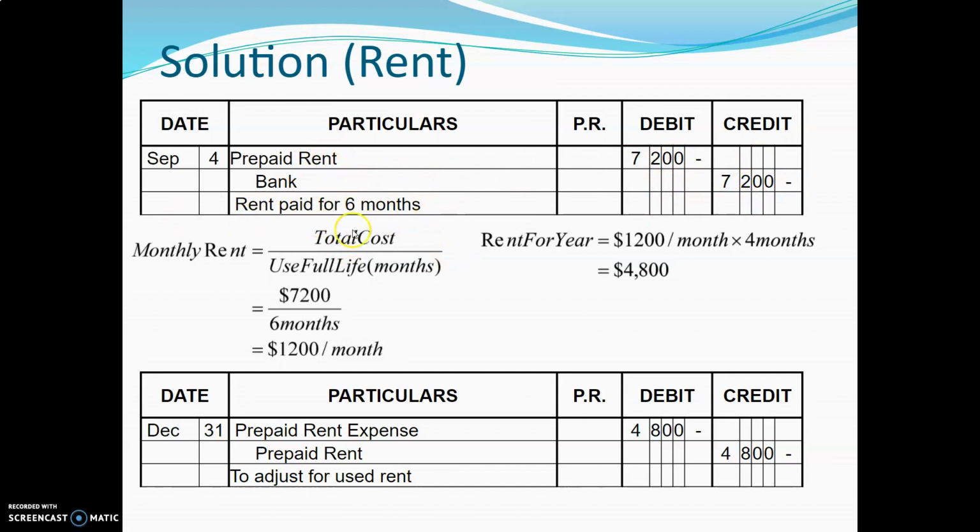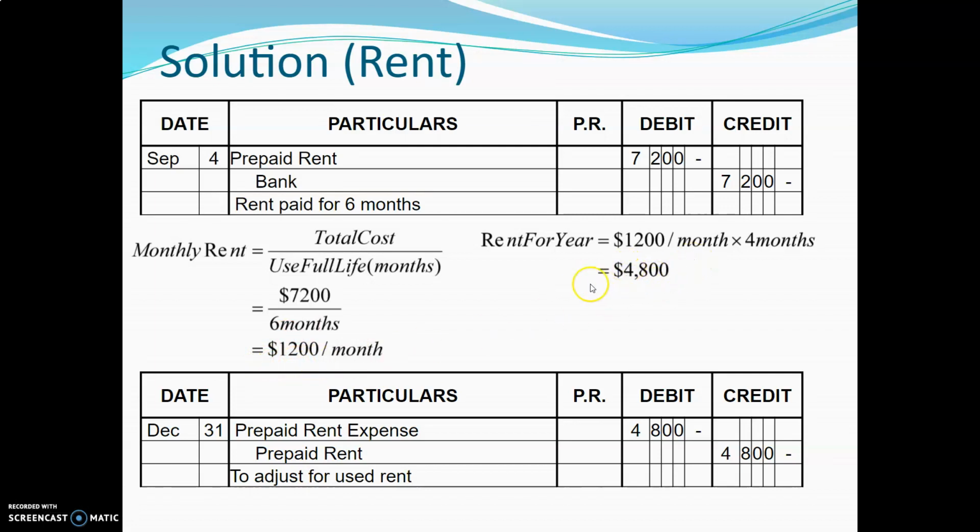This is not really that typical. But here's the numbers and calculation down below. Monthly rent works out to being, well, $7,200 divided by 6 months. That's $1,200 a month. And we've got 4 months, as we already said before, which works out to $4,800.